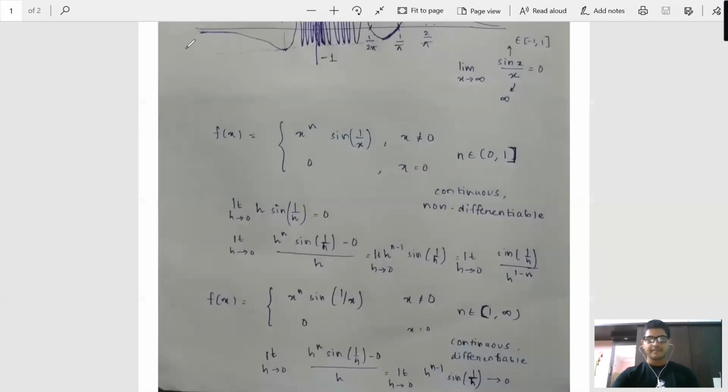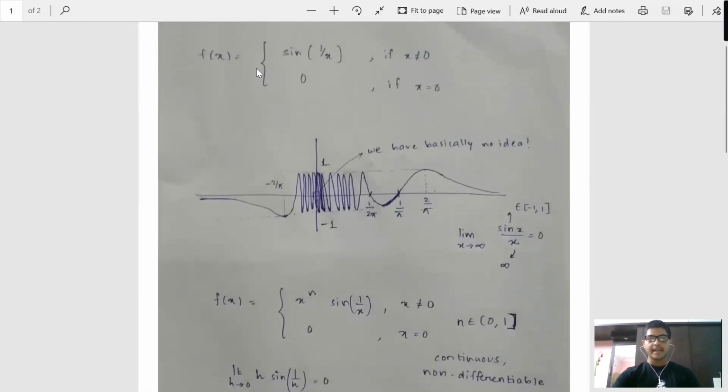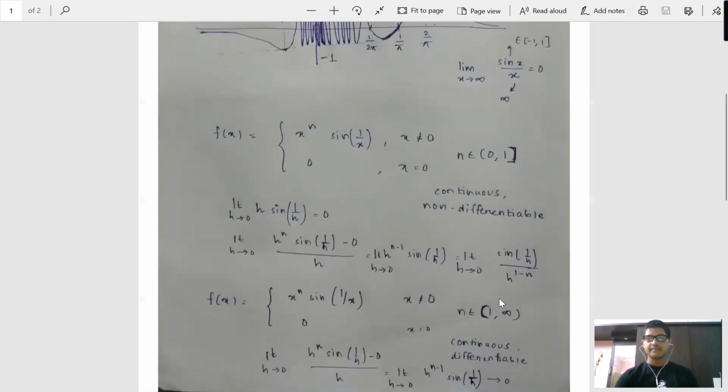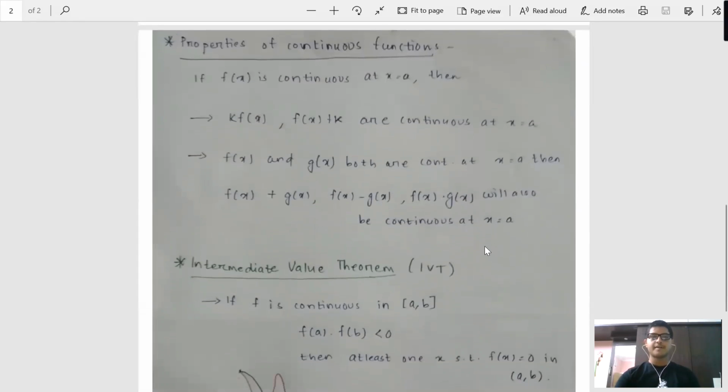Let us move ahead. So what I have covered is oscillating discontinuity, and I have covered f(x) = sin(1/x), f(x) = x^n sin(1/x), and two cases: when n belongs to 0 to 1, and the second case is when n is greater than 1. Clear? Okay. Next.